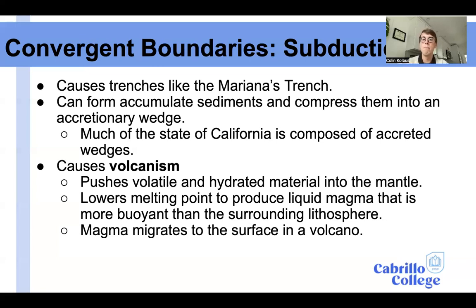These materials melt really easily and lower the melting point of material around it. This hot liquid magma is more buoyant than the solid material around it. And so this magma migrates to the surface in these drips that melt off of the subducting plate. So the subducting plate is pushing rock deeper, closer to the Earth's core, increasing temperature and pressure, melting it due to the hydrated nature of the material. That produces magma underground, which then rises to the surface in a volcano.